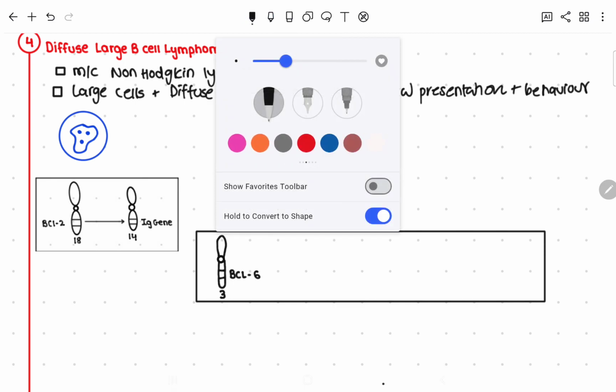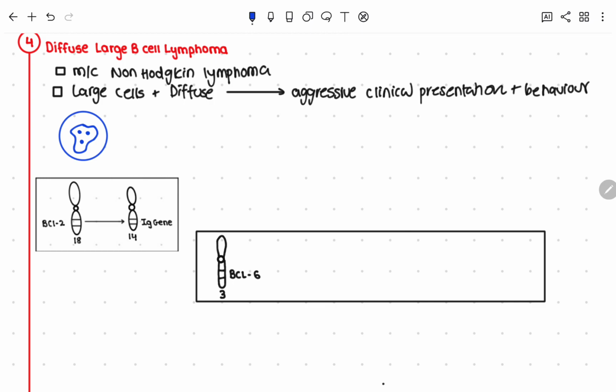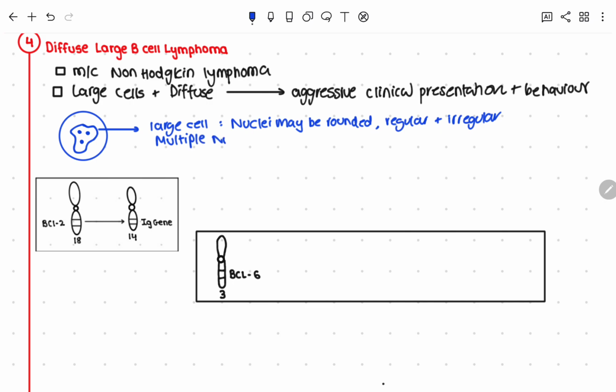And so histopathologically, looking under the microscope, how does a large cell look like? Obviously this is a very rough scheme. If you look under a microscope, it'll be a little bit harder to differentiate, but having said that, a large cell may consist of the following features that you probably should know. The nuclei may be relatively well rounded, but they can be regular or irregular as well. They have multiple nucleoli, and they may look like centroblasts as well.